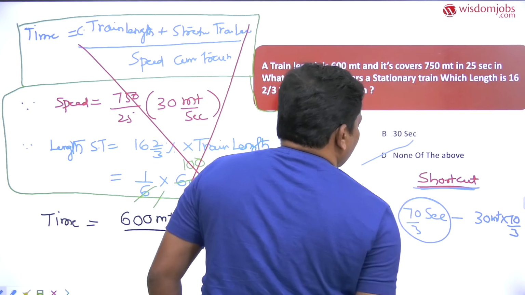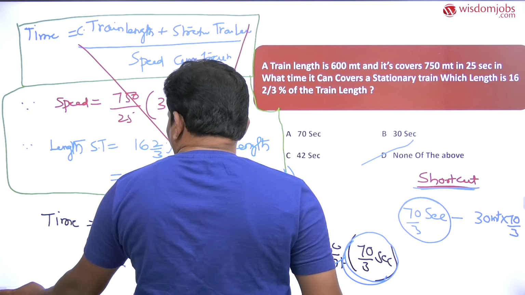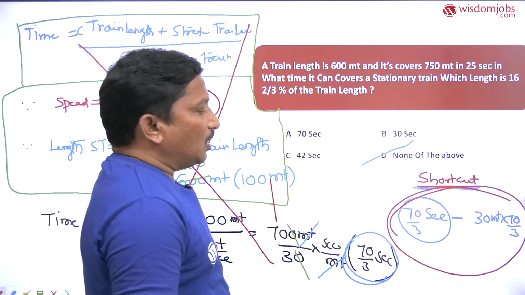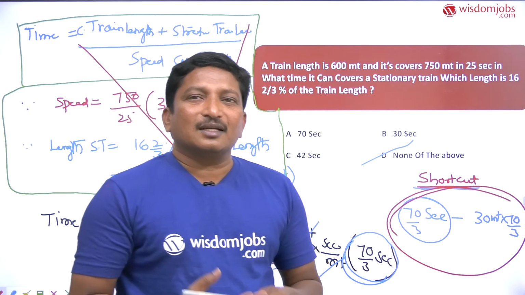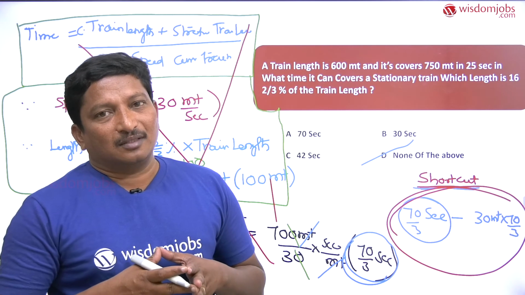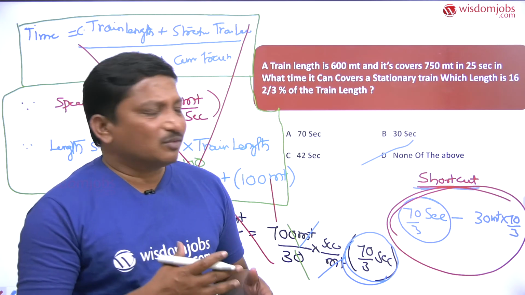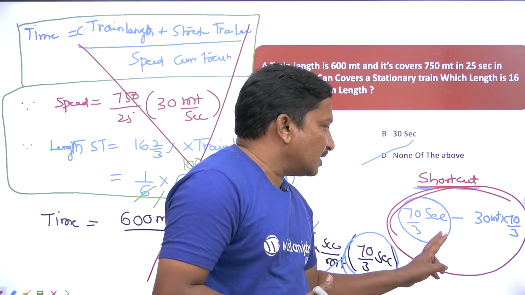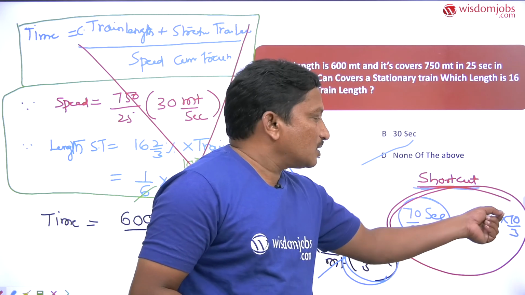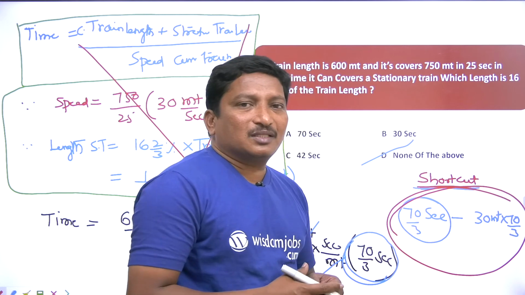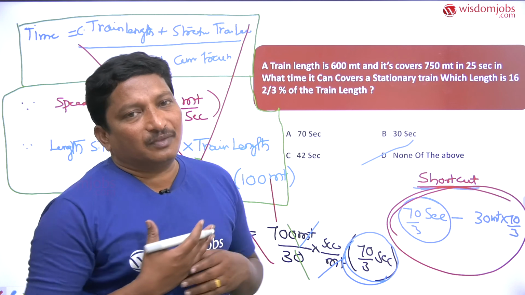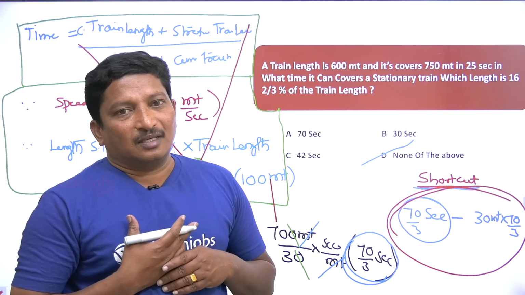So that is the answer. That is the way of approach in this example. This is the shortcut approach, and whenever possible the shortcut should be taken in less than 2-3 seconds, otherwise you are not getting the best score. I hope you understood what I am saying. Simple: we take 30 meters per second, and the number multiplied by 30 to get 700 meters is 70 by 3. In 70 by 3 seconds the train can cover that much, including the stationary train.